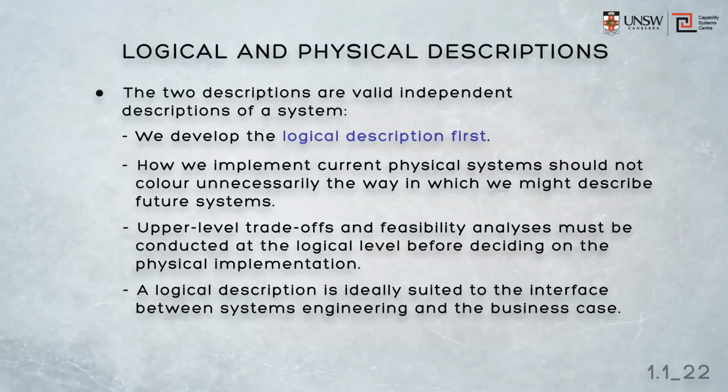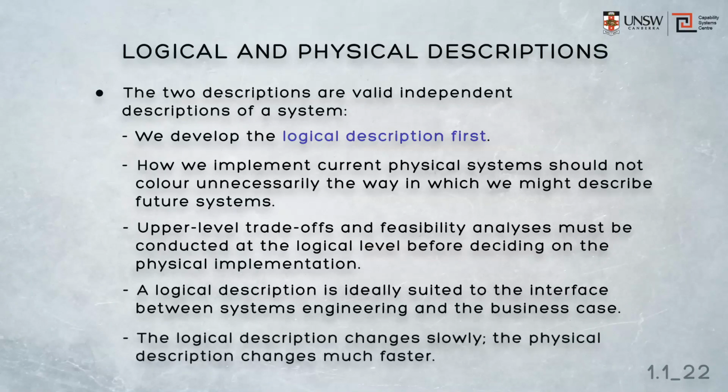And the final reason is that the logical description changes much more slowly. The physical description changes very quickly, particularly these days with changes in technology. Arguably, for example, the need for and the upper level description of an internal combustion engine hasn't changed much over the last 2 centuries. Its purpose is to provide forward motion for the car. But the physical implementation for an engine has changed dramatically. That is, the purpose of the system as part of the car hasn't changed, but the way in which we do it has, as we avail ourselves of new technology.